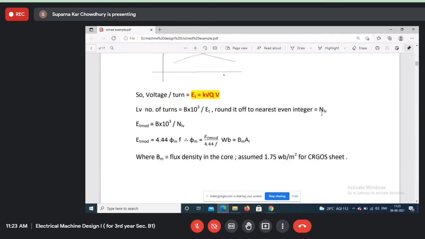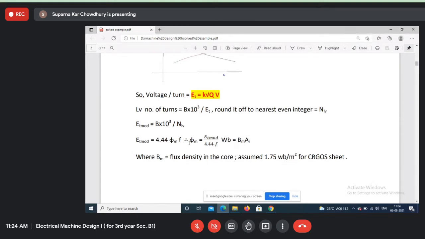So the number of turns will be rounded off to the nearest even integer, N_LV. When we round off this number of turns, the value of E_T we started with has slightly changed. So we calculate E_T modified, because this is the value we want. This is fixed. So the voltage divided by the number of turns will give you E_T modified. This E_T modified is equal to 4.44 phi_m into f. So phi_m, the flux, will be E_T modified by 4.44 into f Weber.